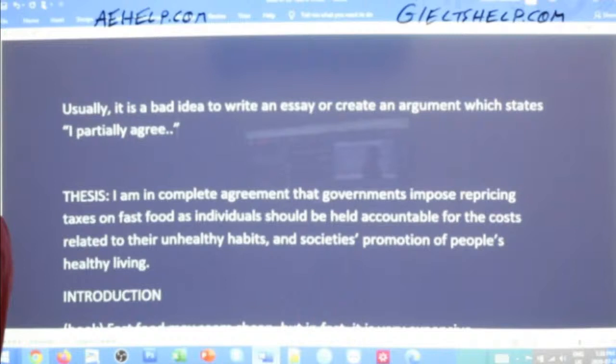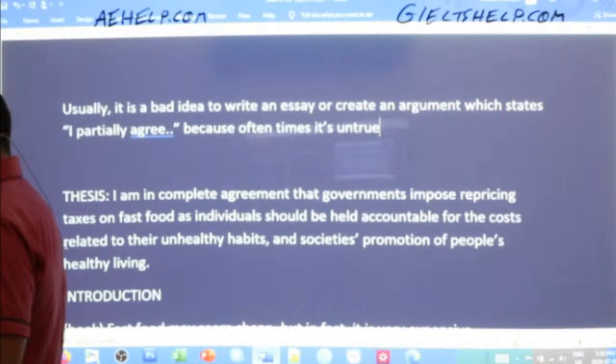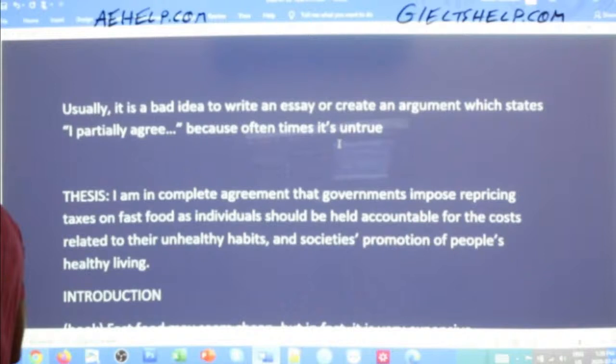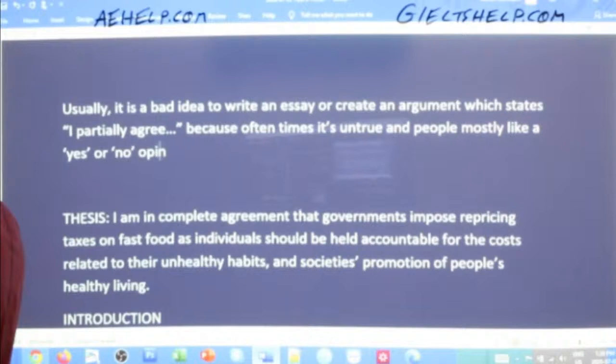Okay, so I partially agree. Because oftentimes, like in this essay, it's untrue. Okay, there's no real benefits to fast food other than luxury and it's fast, but it's not really truly a benefit in the long run. So, because oftentimes it's untrue, and people mostly like a yes or no opinion and not a maybe, okay? Partially agree is like a maybe. People don't like maybe, okay?